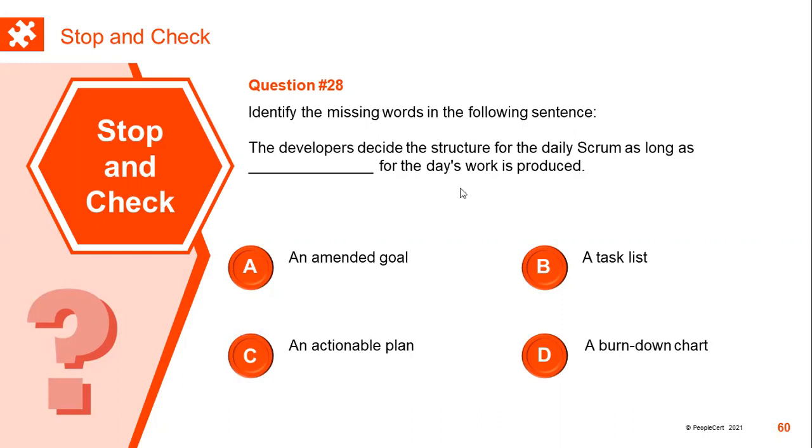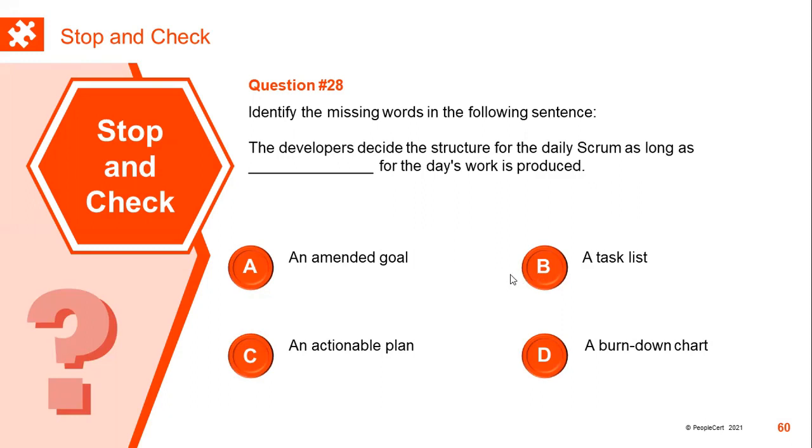It's about the structure of the daily scrum, where it's about progress checking, a quick checkpoint at the same place and the same time every day during the sprint and during the project. And it's about the day's work being produced. So the goal of the sprint cannot be amended on a daily basis generally. The goal will remain the same. Therefore, it cannot be A.